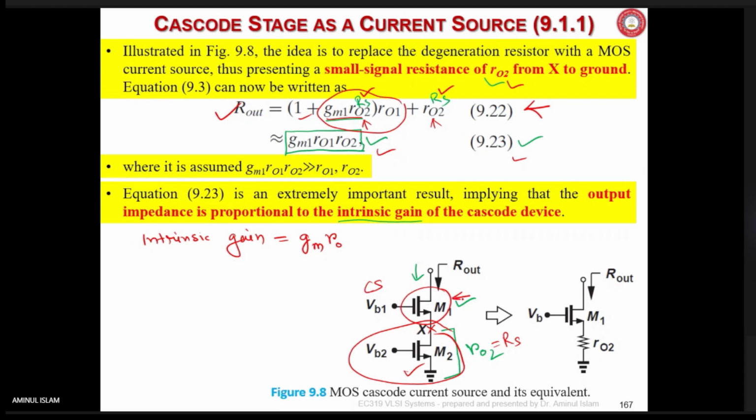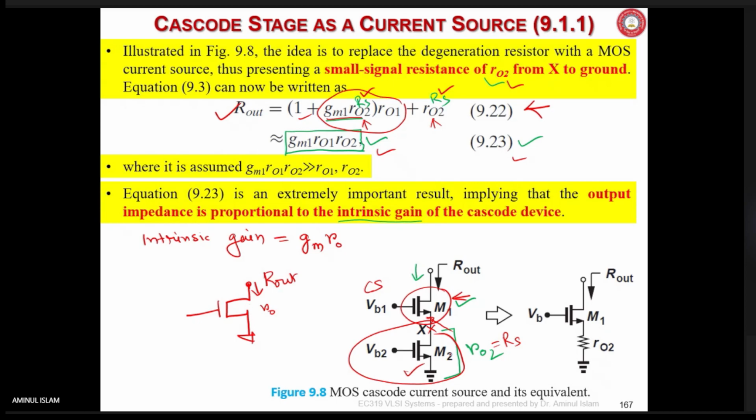Say, R out of this one is what? Tell me. If you grounded this one, what is the R out? It is simply RO1, or not? If it is a CS stage like this, what is the R out looking from here? It is nothing but RO, isn't it? AC resistance RO.